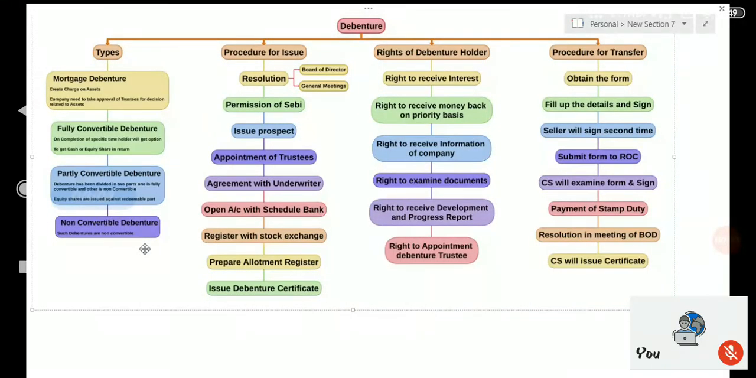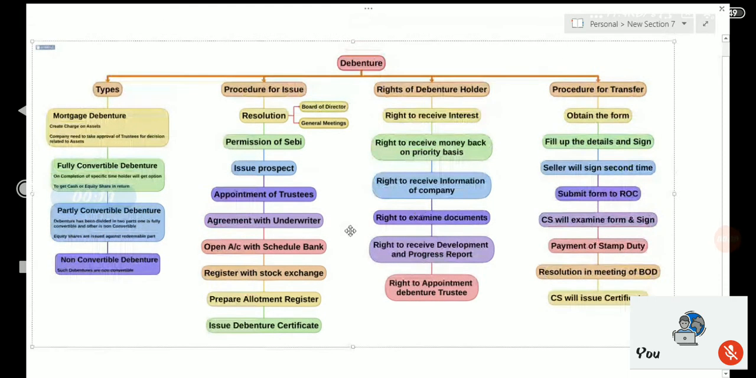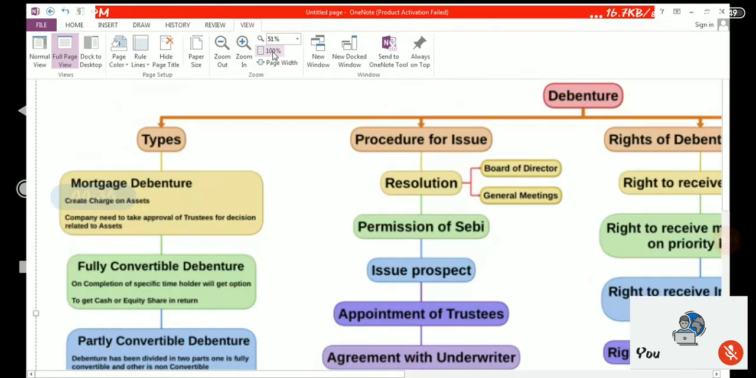Hello friends, today with the help of this chart we are going to revise the whole chapter of debentures of your SPCC. Here the whole chapter has been divided into some broad categories such as types of debenture, procedure for issue of debenture, rights of debenture holder and procedure for the transfer of debenture. Okay, all these four segments cover almost 90% of your whole chapter. Okay, let's see what the details are.